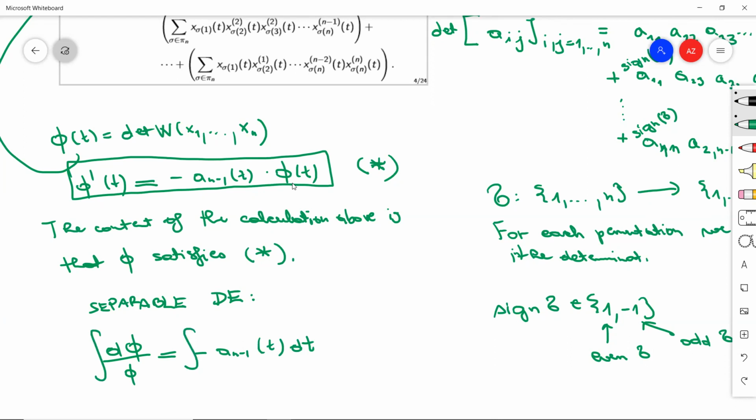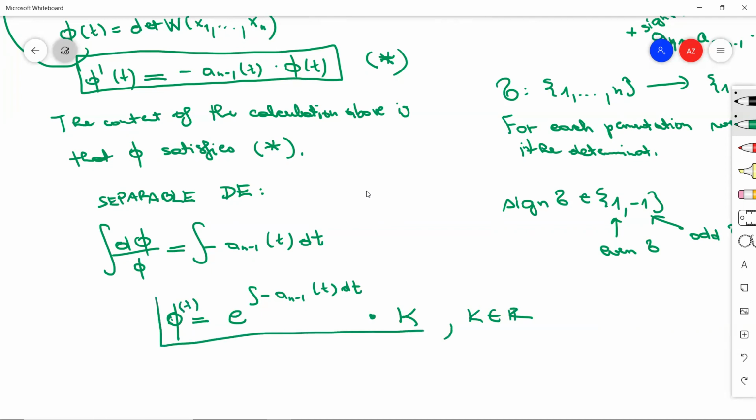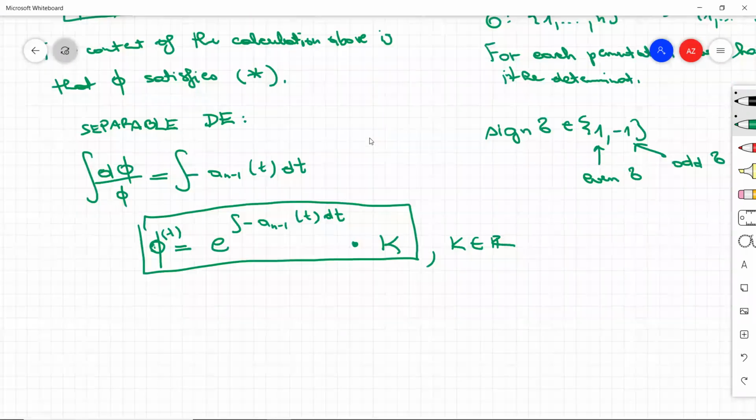We integrate both sides, and what we get is that the logarithm of the absolute value of phi is this integral on the right hand side, and if we get rid of the logarithm, we get that the absolute value of phi is e to the integral of minus a_{n-1}, times some constant. And since we introduce this constant, we can also get rid of the absolute value because it's absorbed in this constant. So this is the solution. This Wronskian is in fact of this form, and this already proves our theorem.